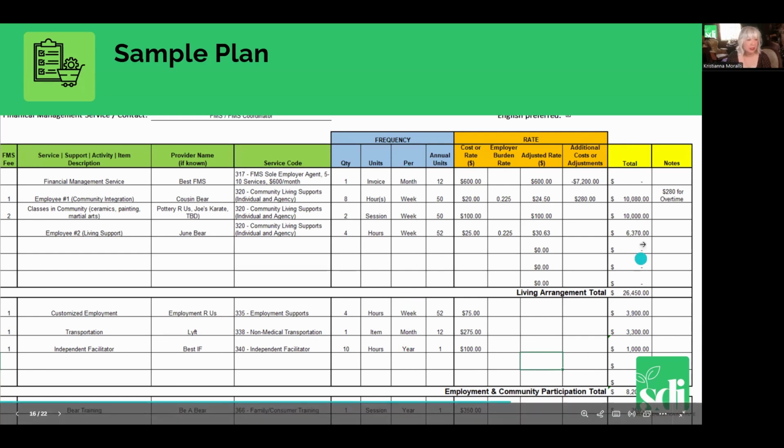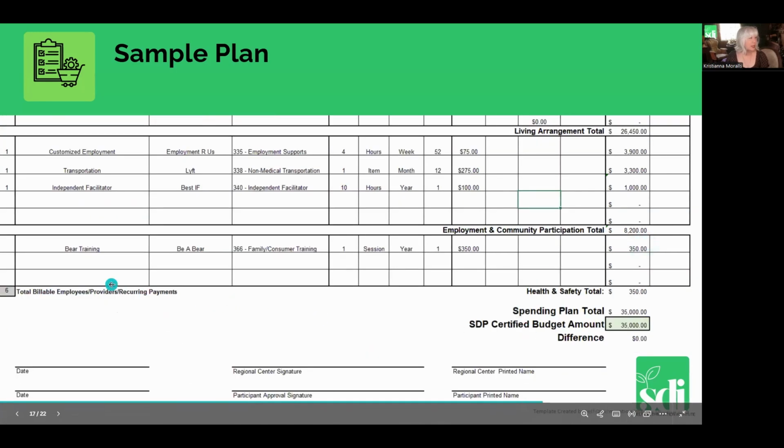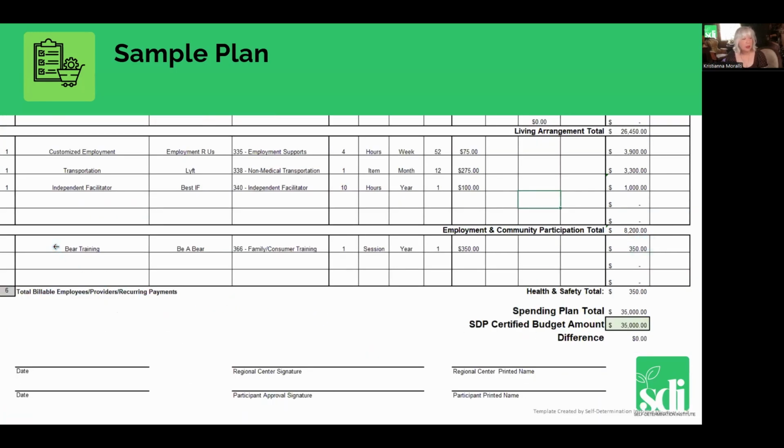And then at the bottom down here, he was going to have some training. So he wants to be a better bear, and so he's going to go to bear training. And that was one session for $350 a year. Okay, so you've seen a sample spending plan.